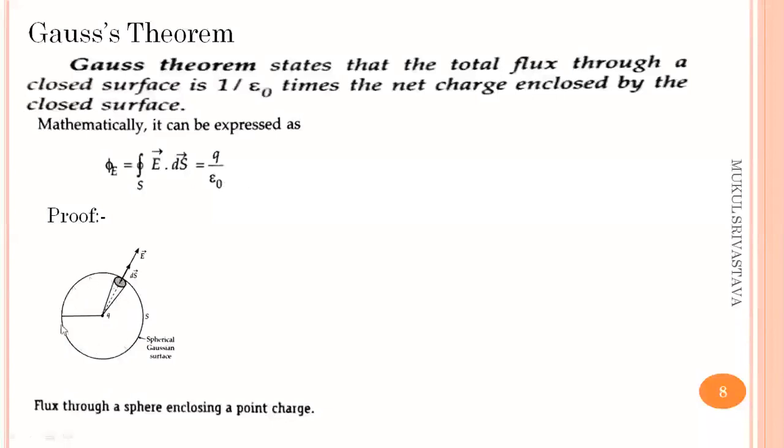Now there is a Gaussian spherical surface. Now we are talking about a Gaussian spherical surface, or we can say the Gaussian surface. A Gaussian surface is defined as a closed surface, a hypothetical closed surface, which includes the net charge. Through this definition, the concept of Gaussian surface should be clear to you.